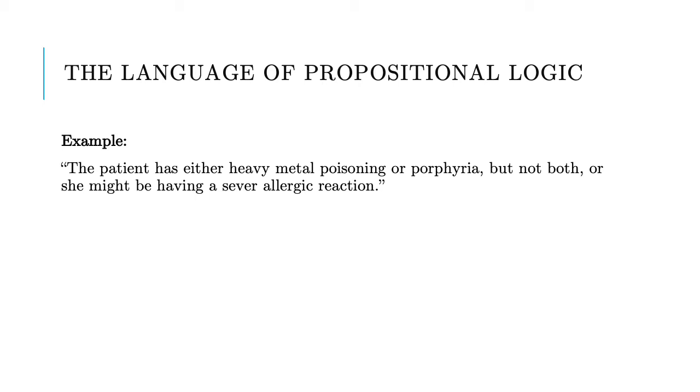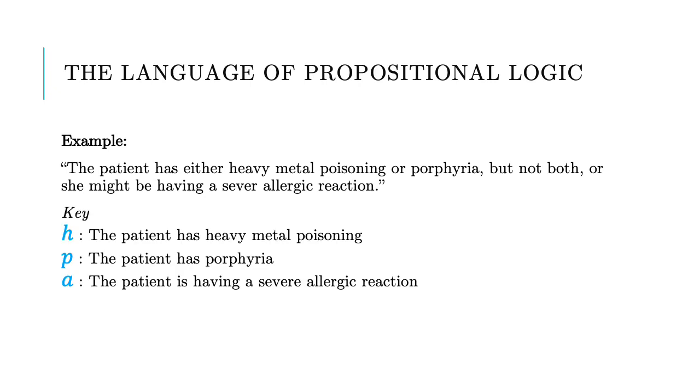Consider something a little more complex. The patient has either heavy metal poisoning or porphyria, but not both. Or she might be having a severe allergic reaction. For our key, we'll let H be the patient has heavy metal poisoning, P the patient has porphyria, and A the patient is having a severe allergic reaction.